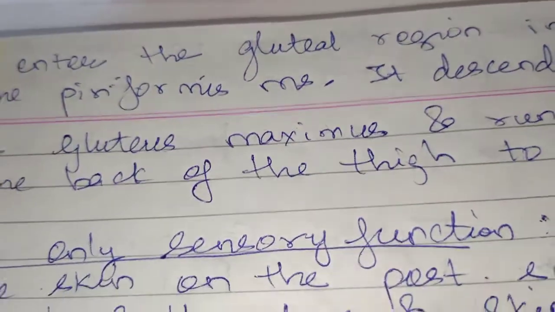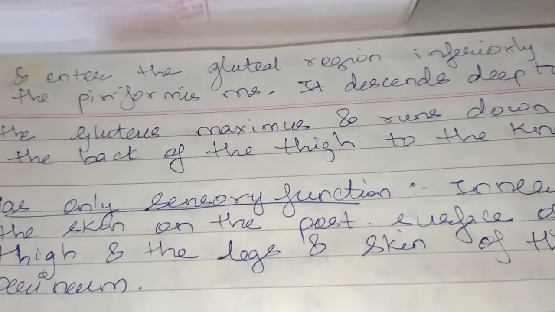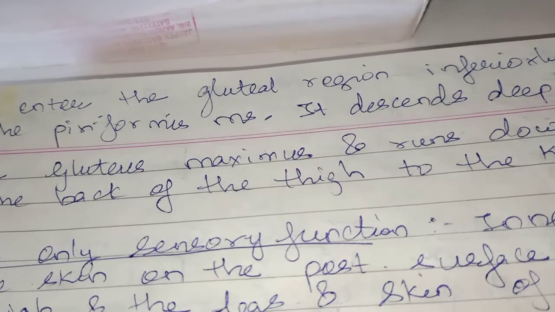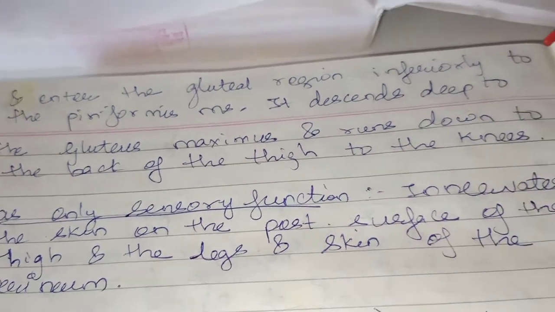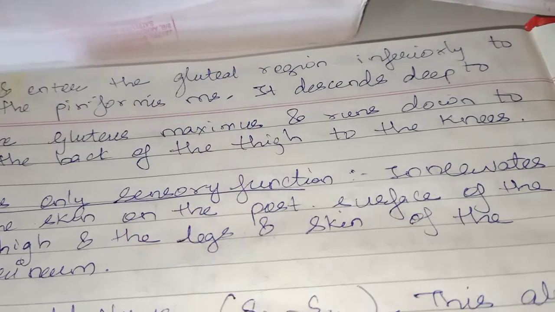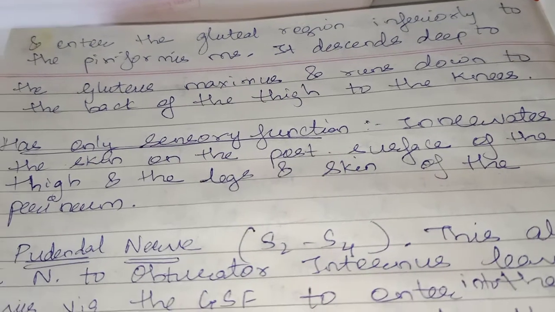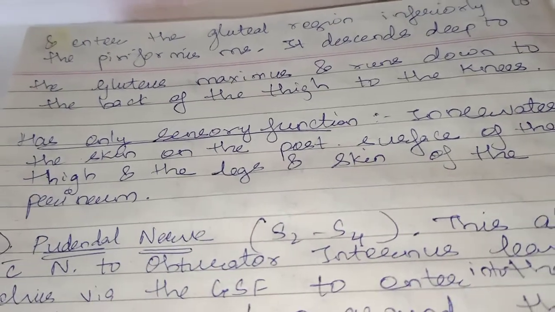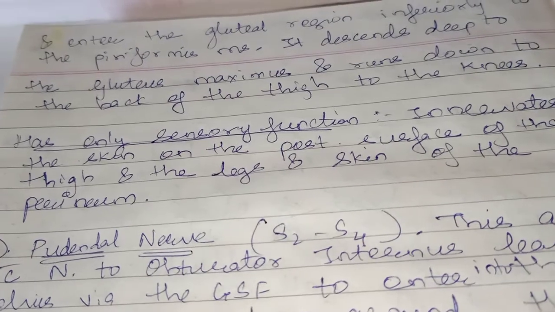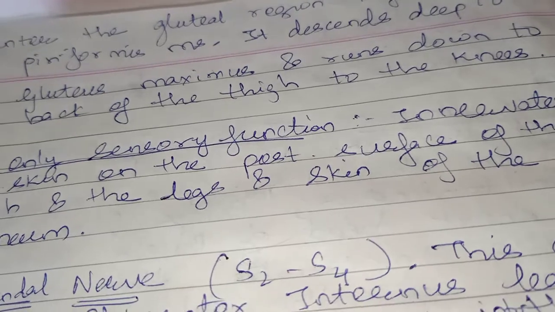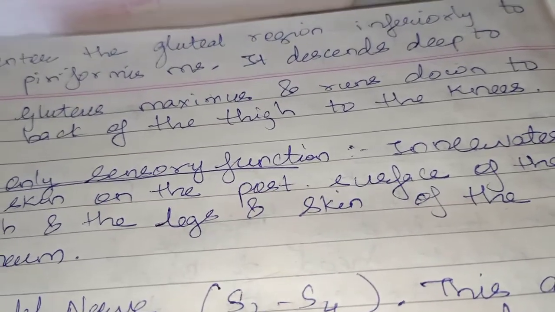It will leave the pelvis via the greater sciatic foramen and enter the gluteal region inferiorly to the piriformis muscle. It descends deep to the gluteus maximus and runs down the back of the thigh to the knees. Posterior means it will be running on the back of the thigh up to the knees only.